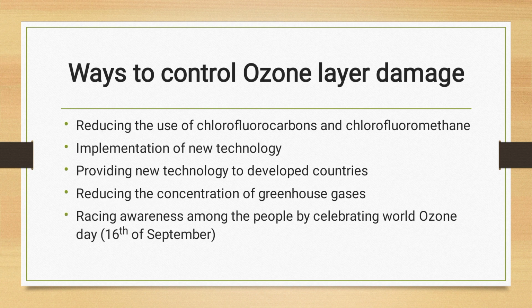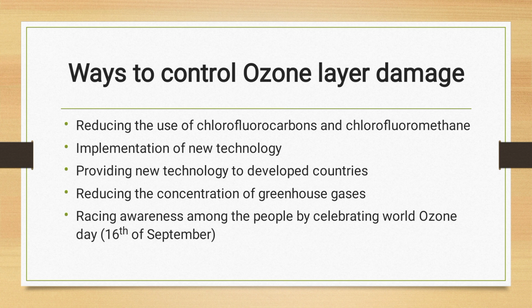Now moving on to how to control it. As we know that ozone layer damage is a harmful thing, we have to control this. Then what are the ways to control ozone layer damage? The first and most important way is that we know about ozone depleting substances like CFC. So avoid using all ozone depleting substances. Reduce the use of chlorofluorocarbon, reduce the use of chlorofluoromethane, and avoid the use of CFC and all.